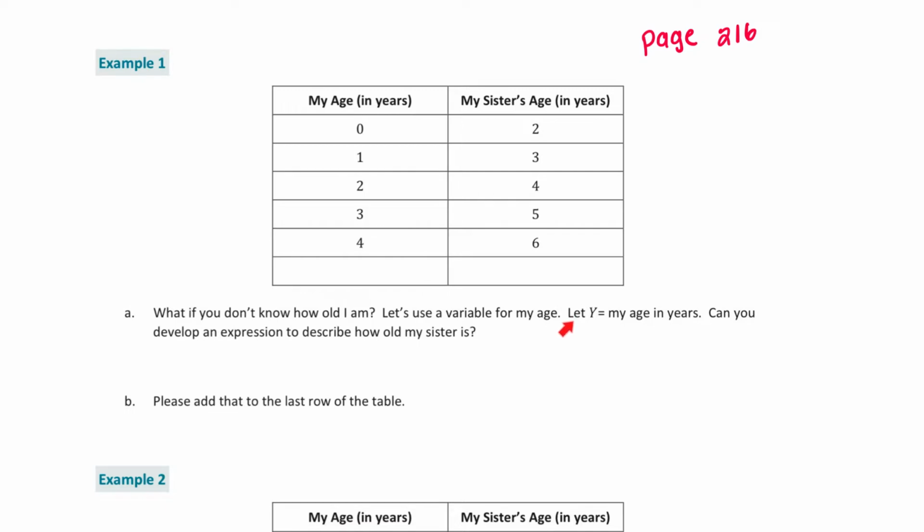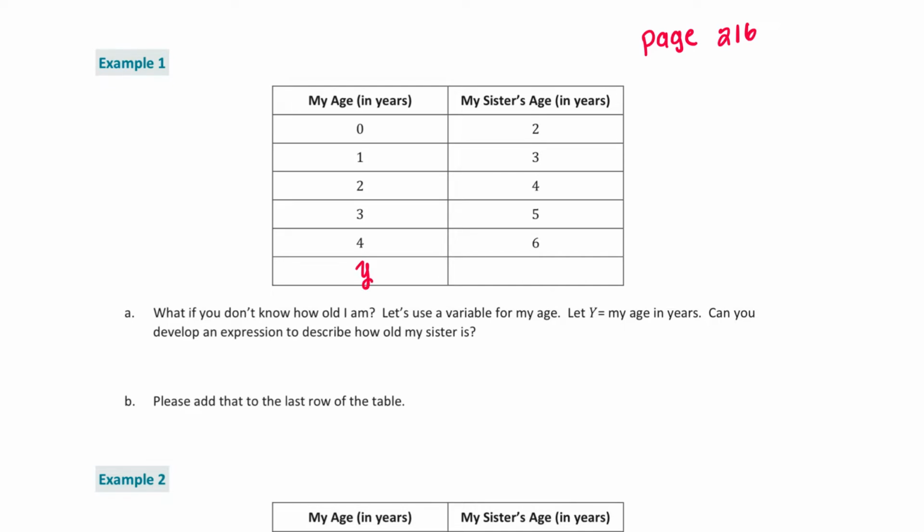So here they're asking us to use y. y equals my age in years. Can you develop an expression to describe how old my sister is? So they want us to look at the patterns in the table and use y, as if we don't know how old I am, and then apply that variable to the pattern so that we can determine my sister's age. Okay, so let's try this. We're going to use y for my age.